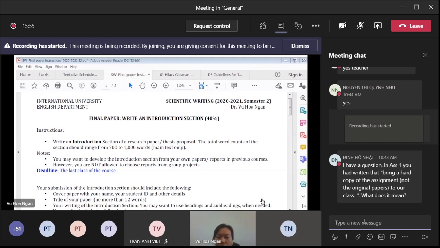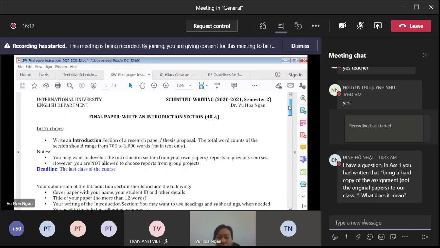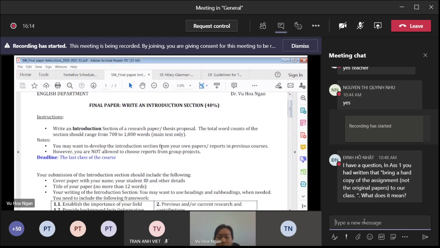Now, let's see. So please download and read the details. But over here, actually, I have put what we are expected to write, like from 700 to 1,000 words, main text only. And I also put a note here that you can develop from the ones from your papers, from your report, but not group projects. Please do not use your group projects.